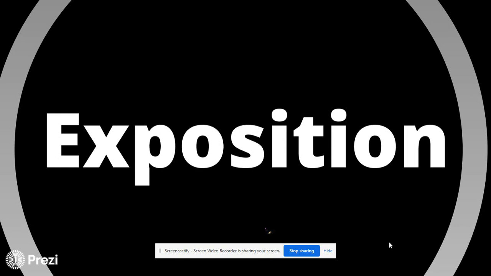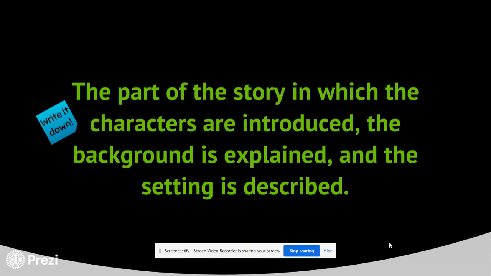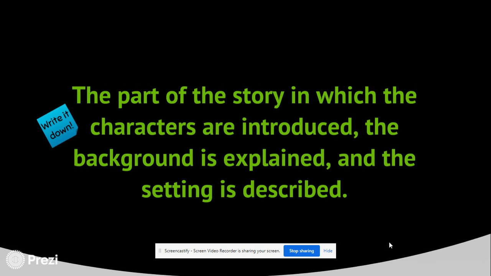So the first part of a plot diagram is the exposition, or the introduction. This is where our characters are introduced. We get a little background of what the story is going to be like, and this is where we learn where and when the story takes place.